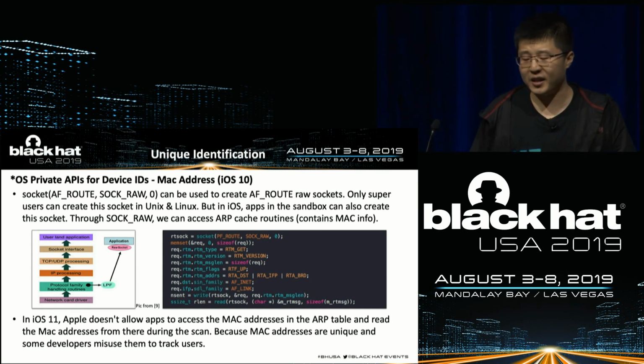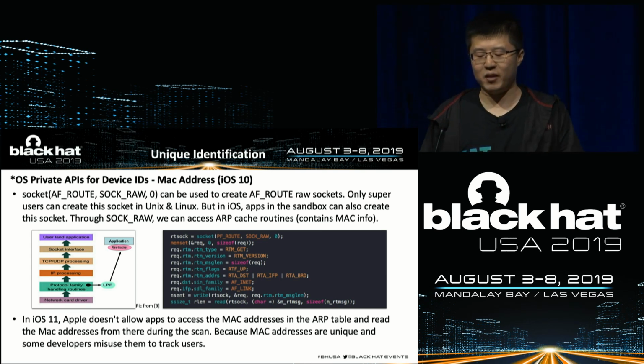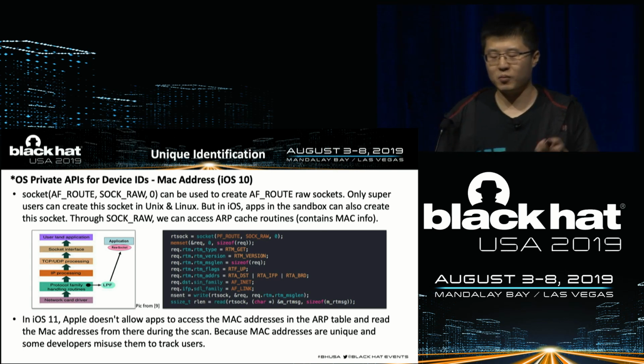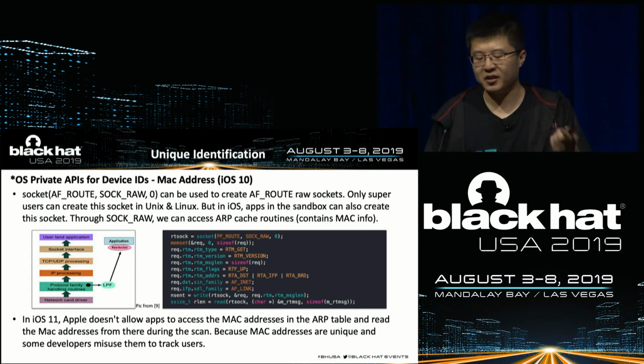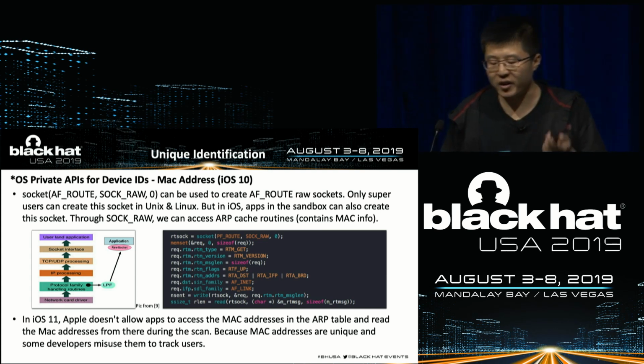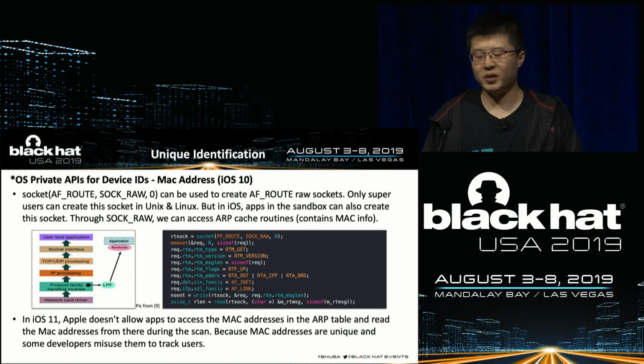However, in iOS 11, Apple doesn't allow apps to access the MAC address in the ARP table and read the MAC addresses from there during the scan. Because MAC addresses are unique and some developers may misuse them to track users.